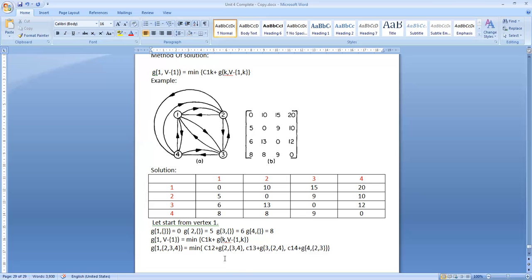So I have to compute each of these values and put them here, then take the minimum of these to get the minimum of this expression, and that is the final value. To do this, I should get each of these values. So I put it here.